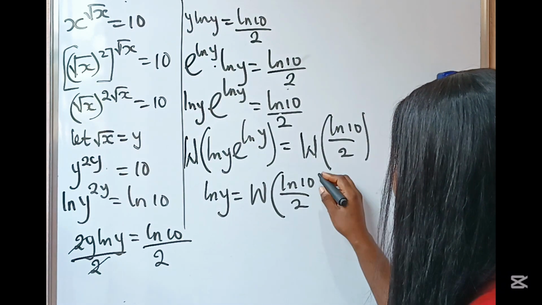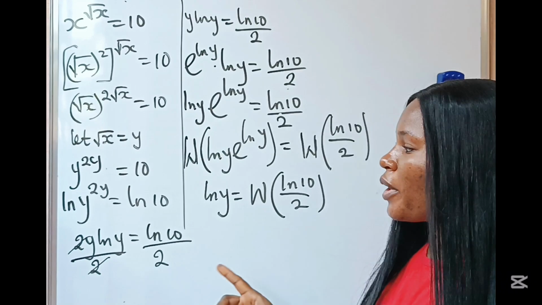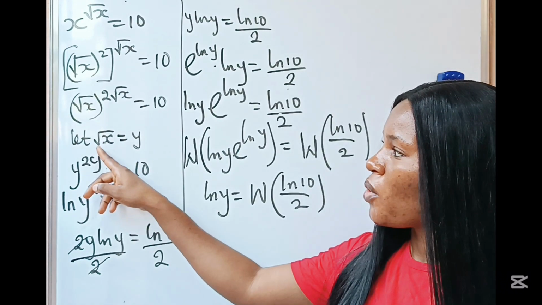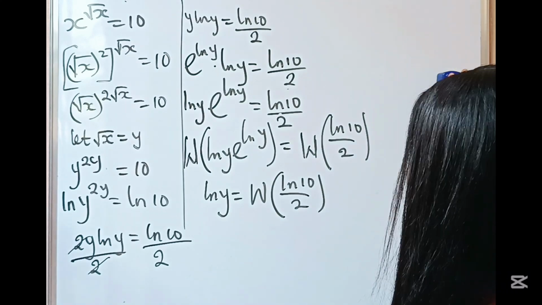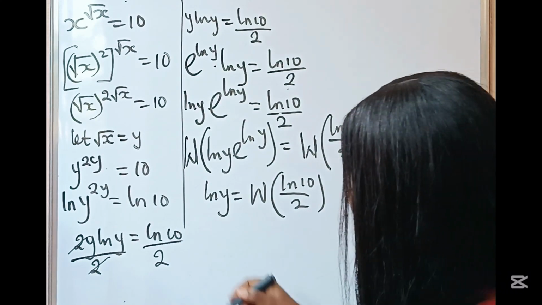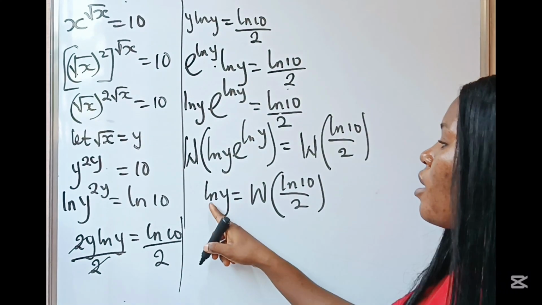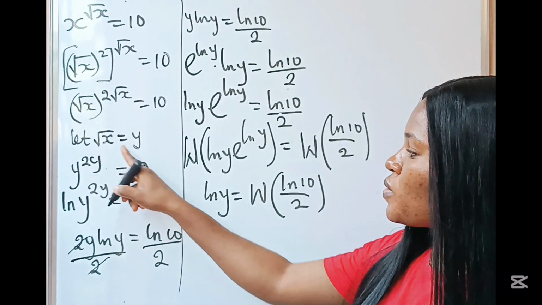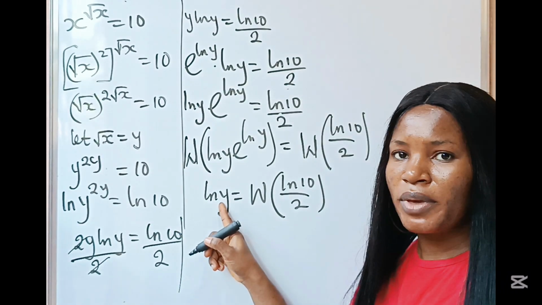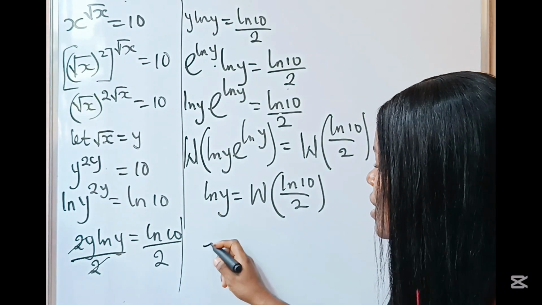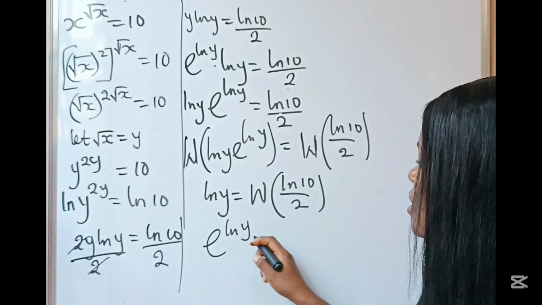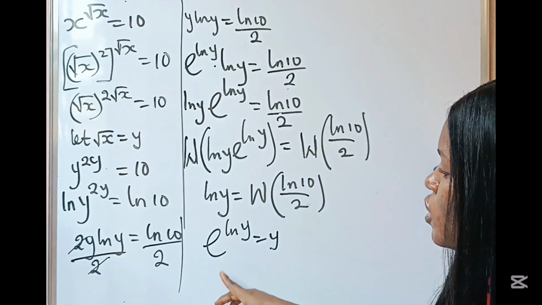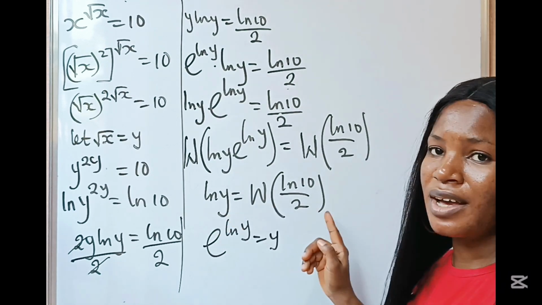Recall that we are not looking for y, we are looking for root x. Sorry, we are looking for the value of x. We are getting there. Now, we continue. Recall that we have y equal to root x, so I need to remove y from here. Then also remember that e to the power of ln y will give us y, right? It will give us y. Therefore, I'm going to introduce base e to both sides of this equation to extract our y.